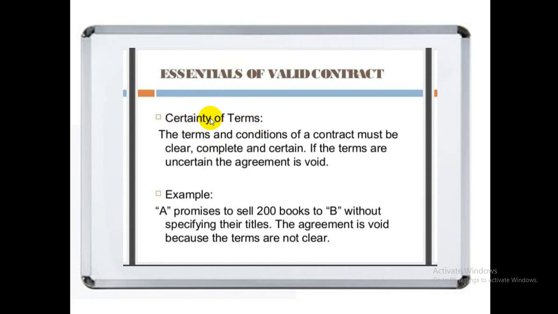Certainty of terms. The terms and conditions of a contract must be clear, complete, and certain. There shouldn't be any ambiguity or uncertainty in the time duration or the terms of the contract. If the terms are uncertain, the agreement is void. For example, Mr. A promises to sell 200 books to Mr. B without specifying their titles. If the names of the books are not clear, how could the seller give the books to the buyer? The agreement is void because the terms are not clear.